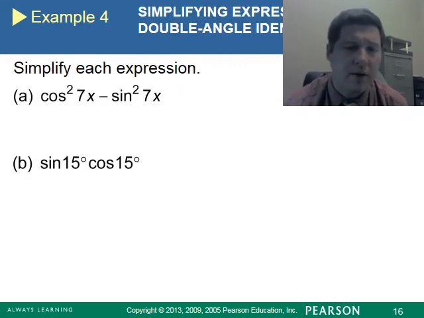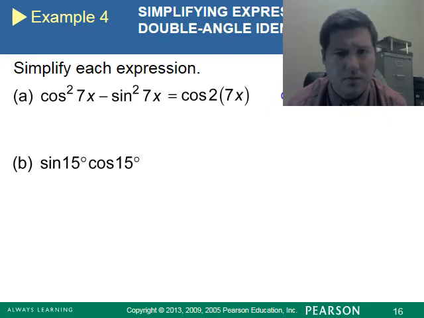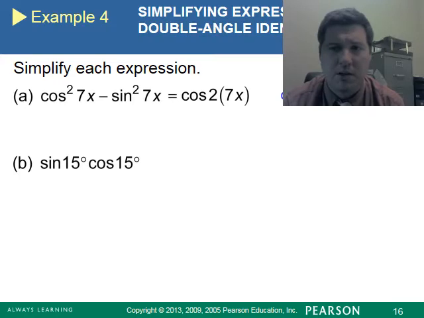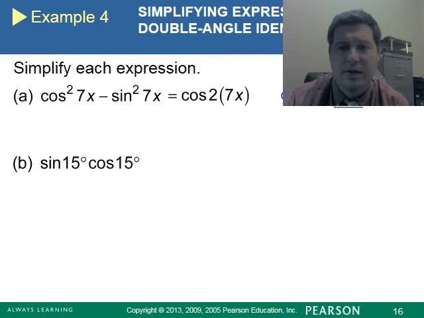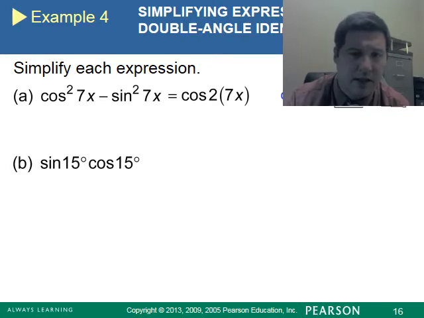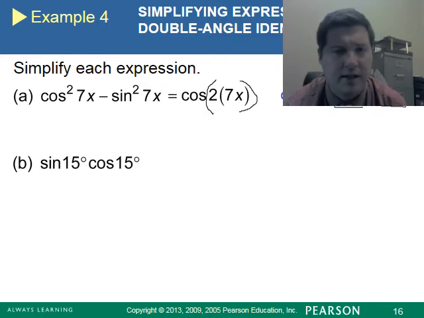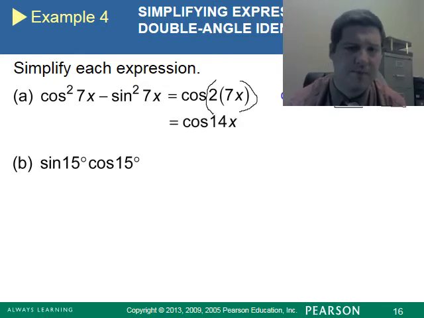Okay. Using these formulas, we can go backwards with them as long as you can recognize which identity they are. So the first one is our double angle identity for cosine. Cosine squared of an angle minus the sine squared of that angle gives us cosine of twice that angle. And really, this needs another set of parentheses here. We're taking the cosine of all of that, which is going to be the cosine of 14x.